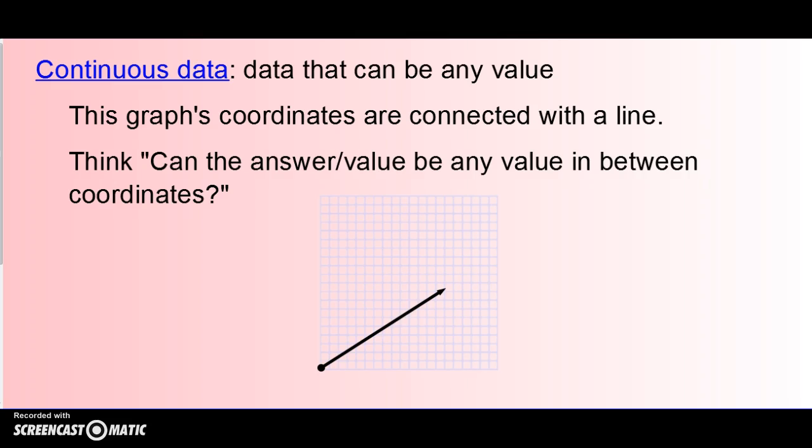All right, another vocabulary word, continuous data. It means data can be any value. So in this one, the graph's coordinates are connected with a line, and it's really saying, I know it can be maybe a 2 and a 3 and a 4, but it can also be everything in between those whole numbers. So you think to yourself, according to my word problem, can I have a half of something or a third of something? If the answer can be any value in between, then you know it's continuous data or a continuous graph.